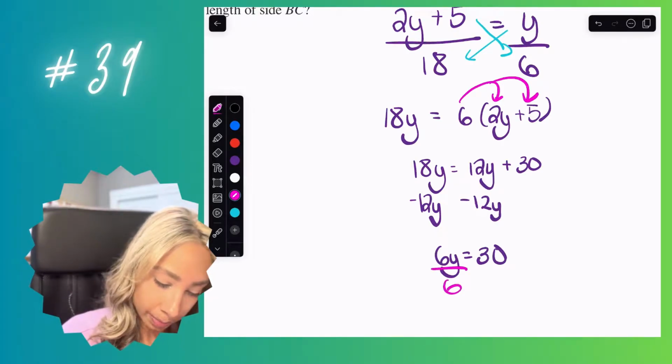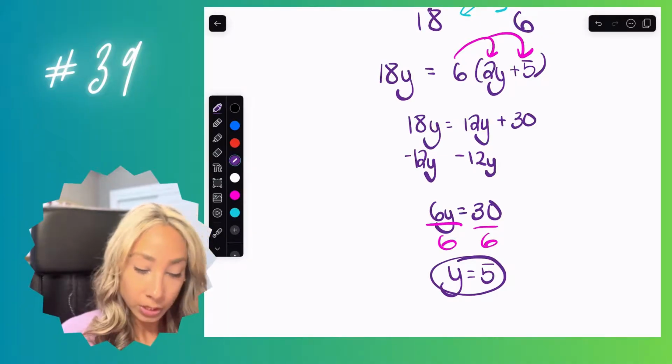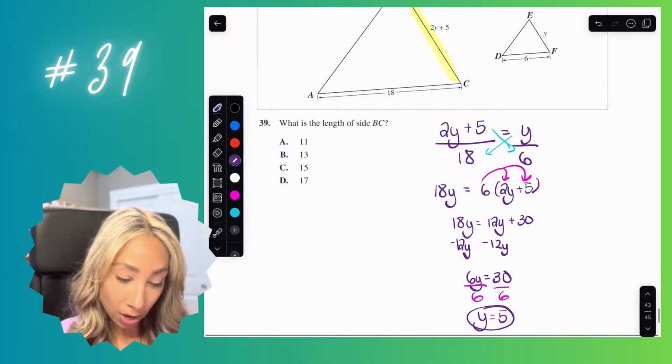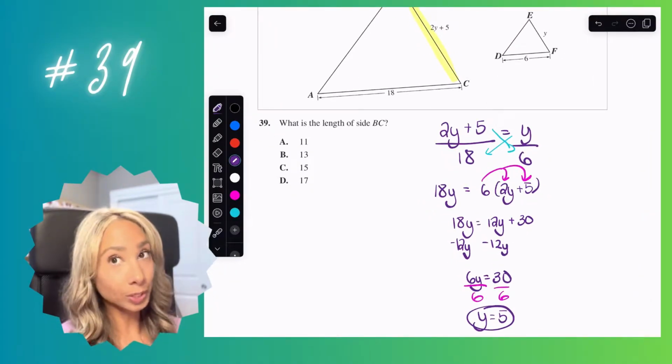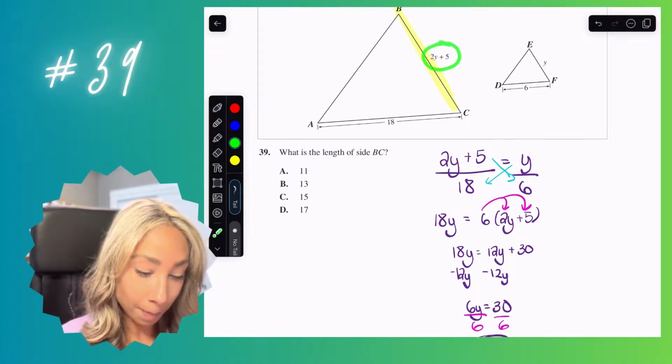Divide both sides by 6 to get y alone. So I am getting y equals 5 here, but that's not our answer, right? We can see there's no option there. So let's go back to what we had to do. We need to figure out the length of side BC.